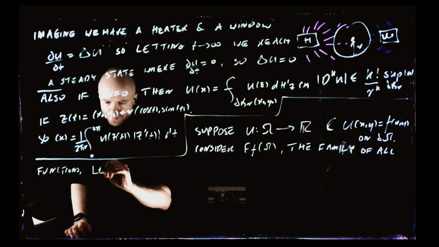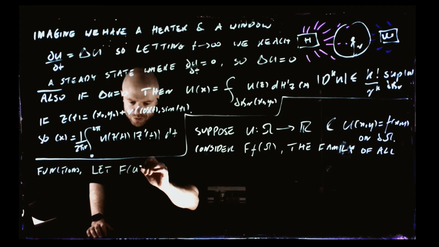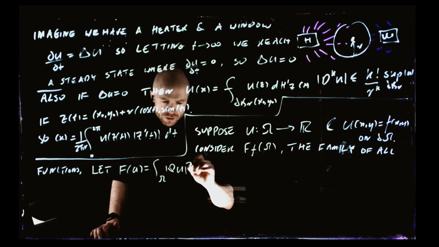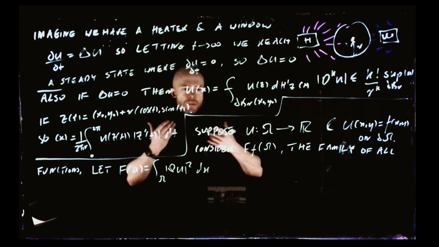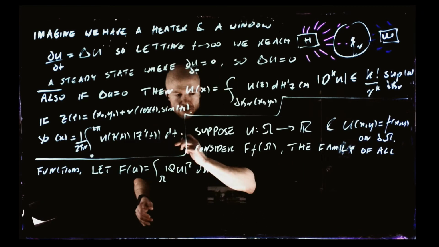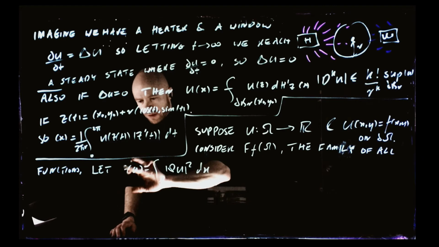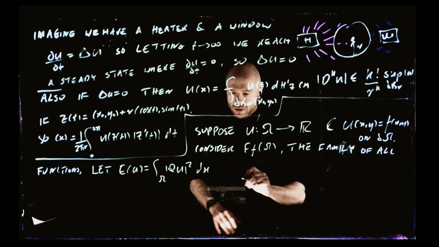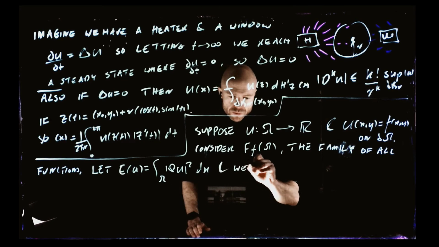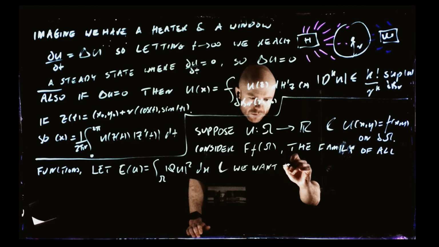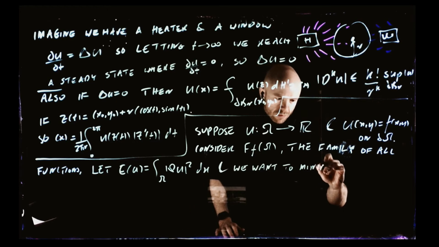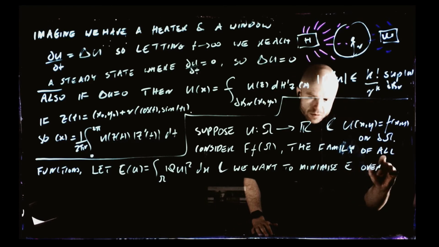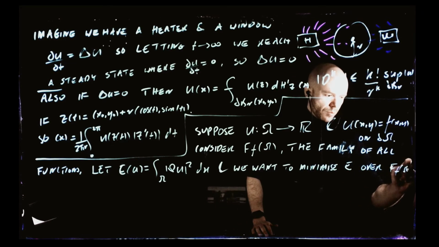And then let capital F of u be the integral of the gradient of u squared dx. And we want to minimize capital F, I shouldn't use F twice, let's call that G. Or let's call it E. We want to minimize E over this function class, okay? And we want to minimize E over capital F of omega.